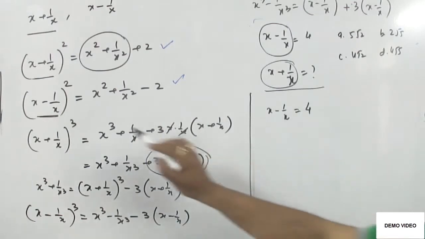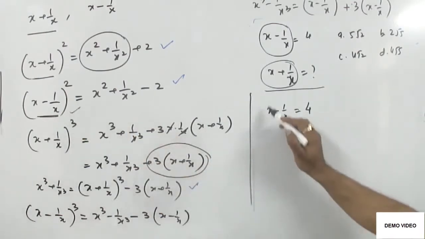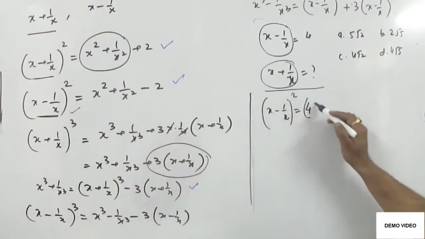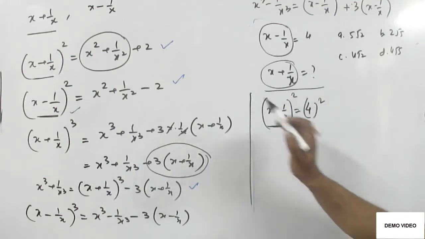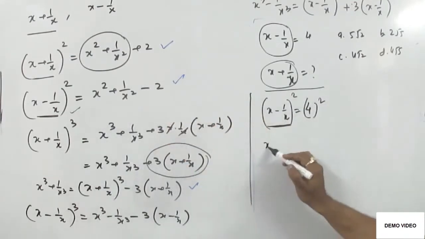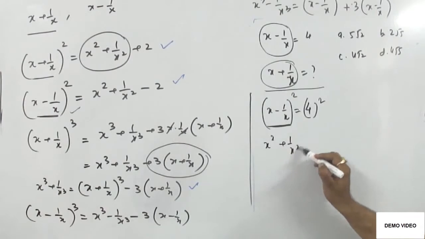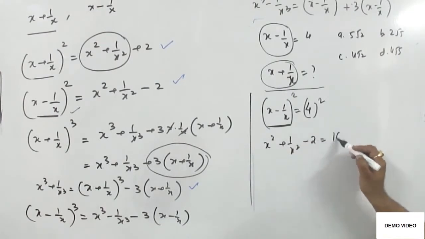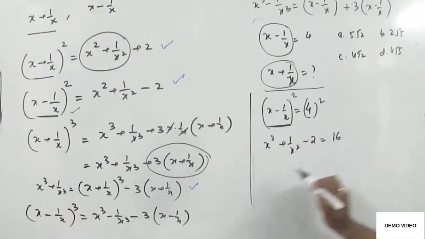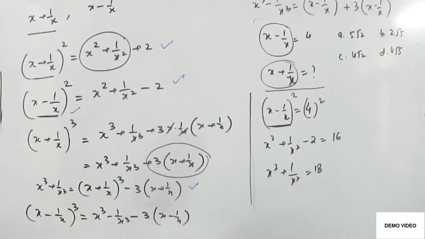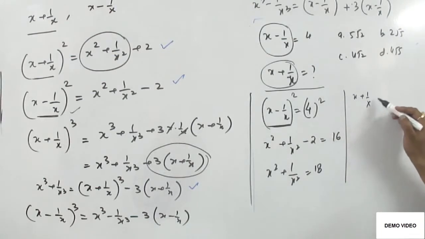Let this value be a. Now square this again, we will get x square plus 1 upon x square plus 2 as a square, and the value of x square plus 1 upon x square we have calculated as 18. Putting this value, a square would be 20, then a would be root of 20. Root of 20 is 2 root 5. So our answer is 2 root 5.